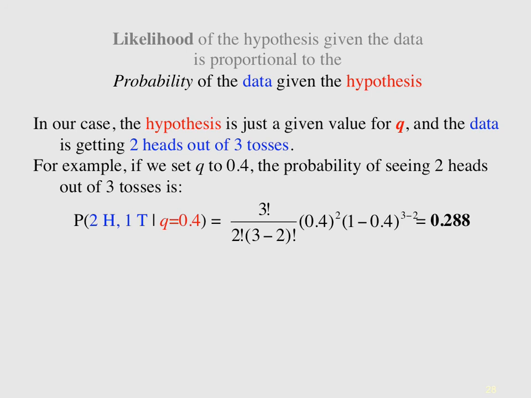A different way to do it? Let's say, with all the ways I can get two heads in three tosses. Well, I could do heads, heads, tails. I could do heads, tails, heads. Or I could do tails, heads, heads. Let's say the probability of getting heads is 0.4. I do it this way: 0.4 times 0.4 times 0.6. Here, 0.4 times 0.6 times 0.4. And here, 0.6 times 0.4 times 0.4. I can just add them up, plug and chug, and that should equal this.